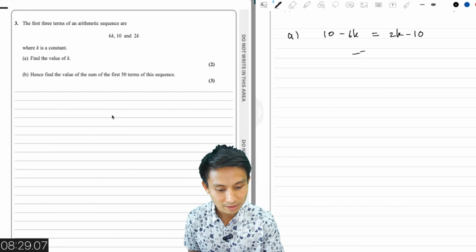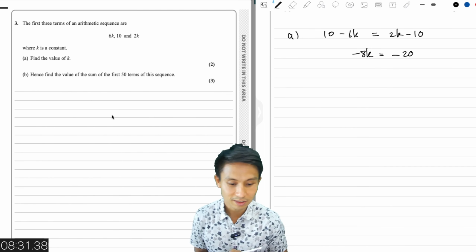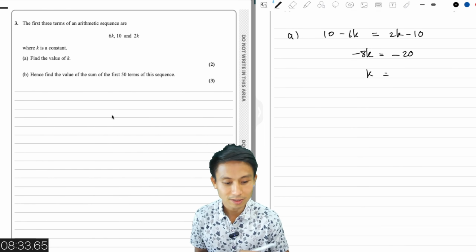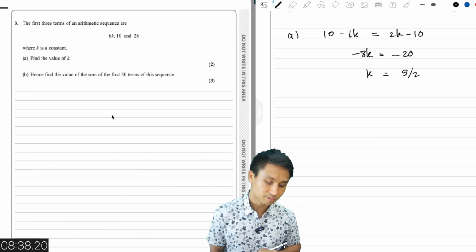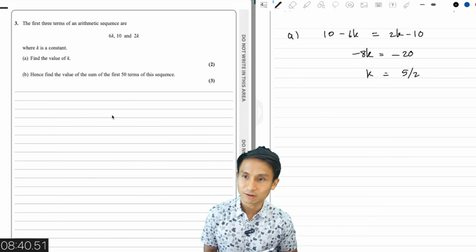So we just solve for k. I'm just going to do minus 8k equals minus 20. So k is going to be, I'm going to simplify that by 4, so it's 5 over 2. Yeah. So k is 5 over 2 there.